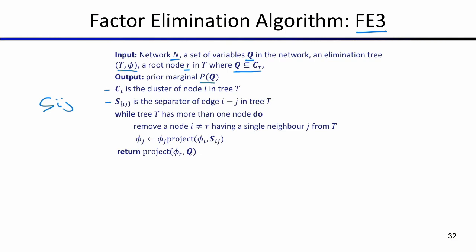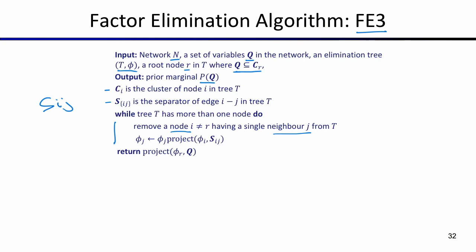While we have a tree with more than one node, we iterate here. So the idea is that we're going to eliminate every possible factor, every possible node of the elimination tree, until I have just one node that's going to be the node R. So we remove one node i, so we need to choose one node that is not the root node, and it must have a single neighbor j in the tree, and we do the elimination process.